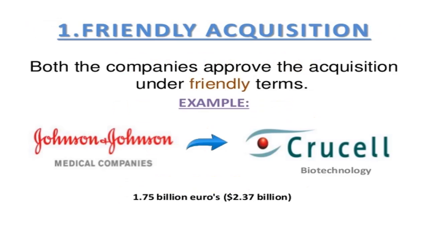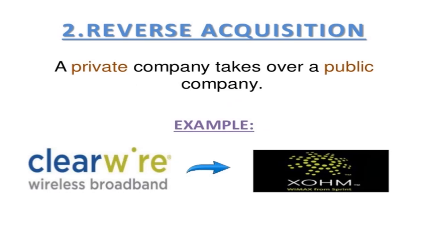First we'll see what is friendly acquisition. Both the companies approve the acquisition under friendly terms. Example, Johnson & Johnson with Crucell Biotechnology. Then we go for the reverse acquisition. A private company takes over a public company. Example, Clearwire Wireless Broadband taking over the Sjctnc.